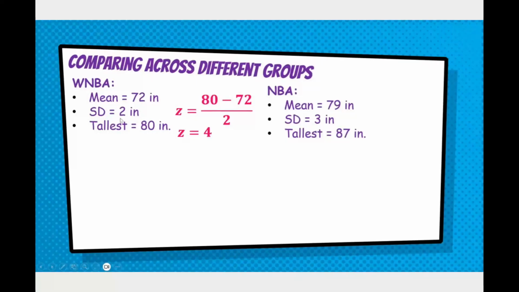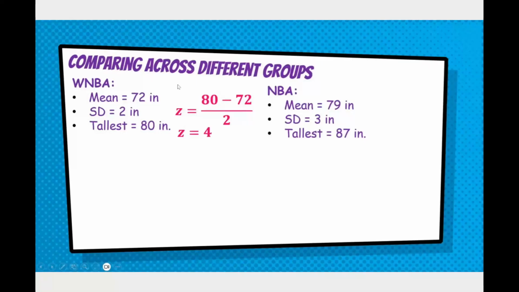So in the WNBA, we have a mean of 72 inches with a standard deviation of 2 inches. And the tallest WNBA player is 80 inches tall. Meanwhile, the NBA has a mean of 79 inches, so quite a bit taller than the WNBA. The standard deviation is spread out a little more, 3 inches. And then the tallest player is quite a bit taller, 7 inches taller than the tallest WNBA player, at 87 inches.